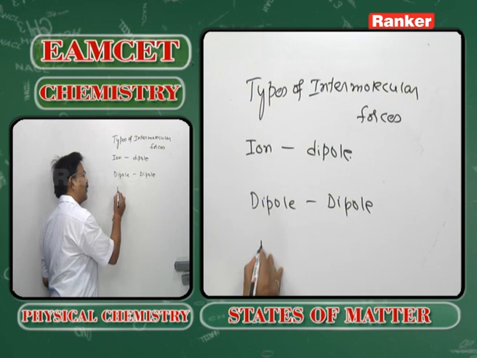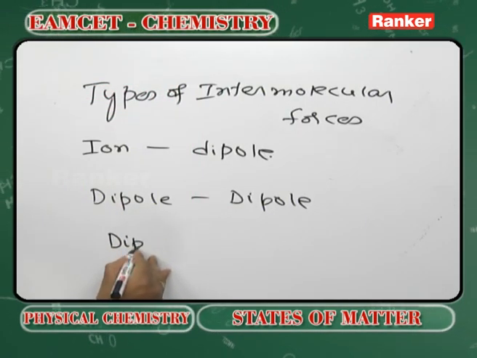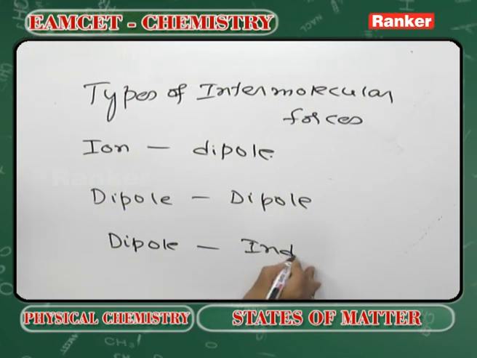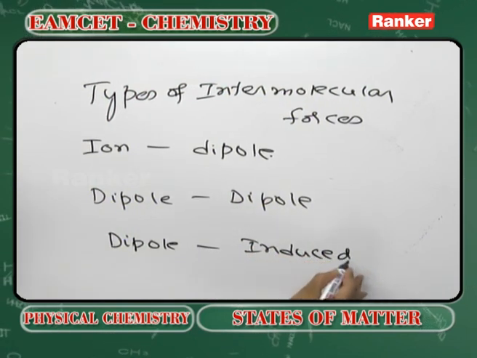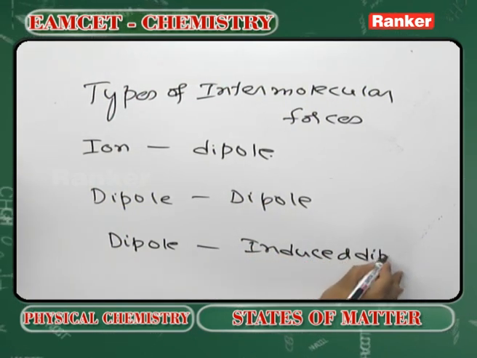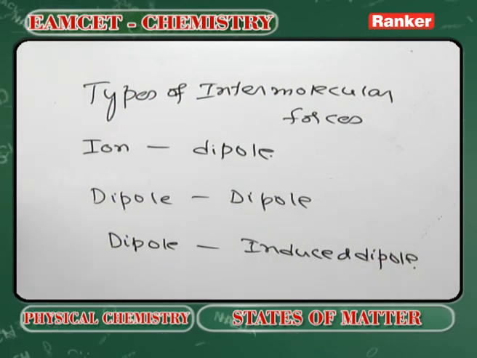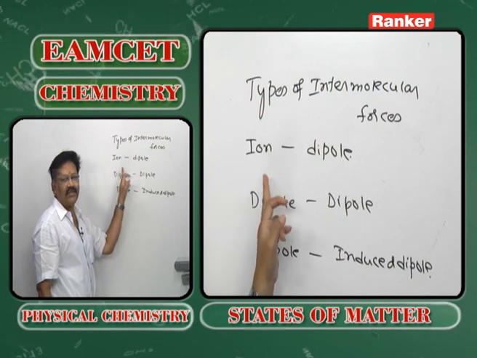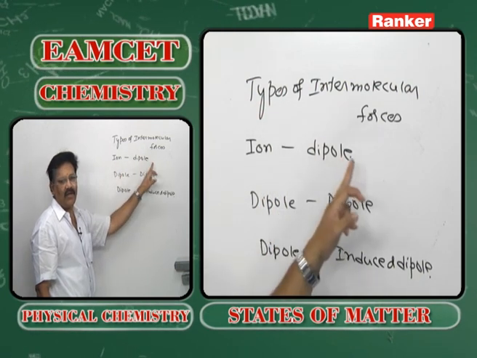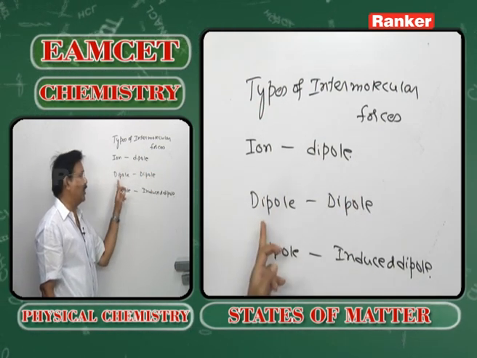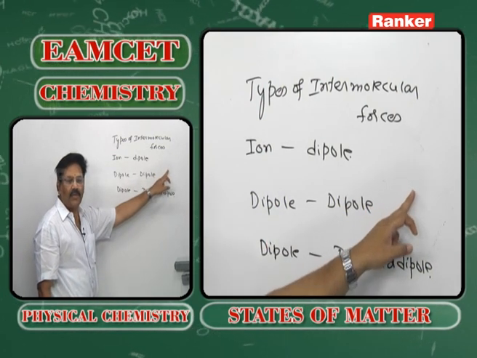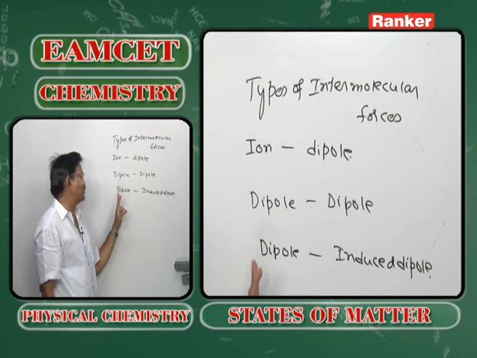Now, dipole and induced dipole attractions. The first one is ion-dipole, which is likely to exist between an ionic compound and a polar covalent compound, and dipole-dipole type of interactions are present among the polar covalent molecules.